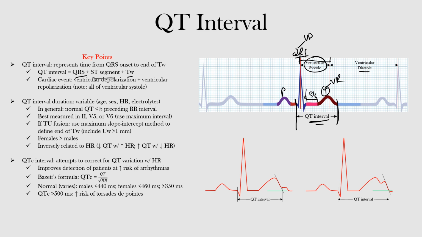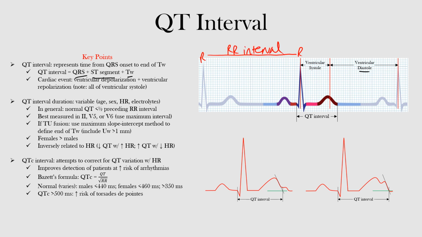Now the QT interval can vary for many reasons, including age, sex, heart rate, and electrolyte abnormalities. In general, it should be less than 1/2 of the preceding R to R interval. The R to R interval is simply the interval between the two peaks of two consecutive R waves. So let's erase some of this so we can see what we're talking about. Here's our R wave of one complex, and the next one would be here. So we call this portion here our R to R interval.